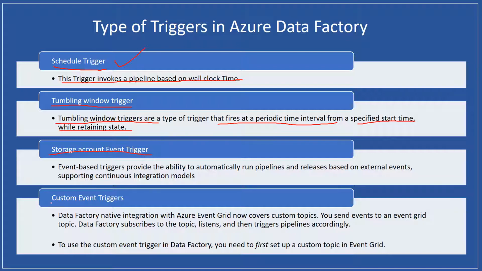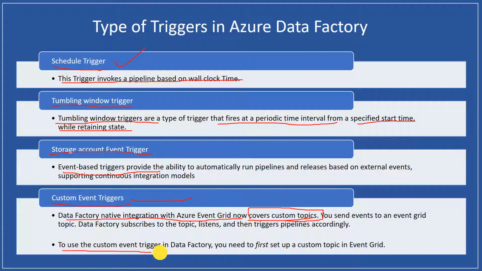All right. Another one is the custom event trigger. The custom event trigger is a Data Factory native integration with Azure Event Grid, which now covers custom topics. Earlier it was not covering custom topics, but now it's a recent trigger introduced by Microsoft in Azure Data Factory, which covers custom topics. Before using this custom event trigger, we need to create these custom topics in Azure Event Grid.